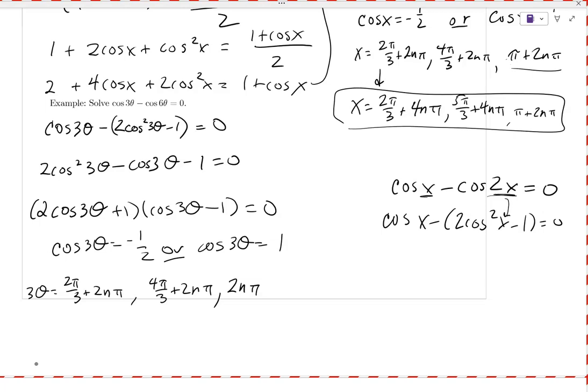Remember, when we're solving problems, when we have multiples of the argument, we just treat it like an x to start with, and then what do we do next to solve for theta? Divide everything by 3. So we'll divide by 3 all the way through, and we'll get theta is equal to 2 pi over 9 plus multiples of 2 pi over 3, or 4 pi over 9 plus multiples of 2 pi over 3, or just multiples of 2 pi over 3.